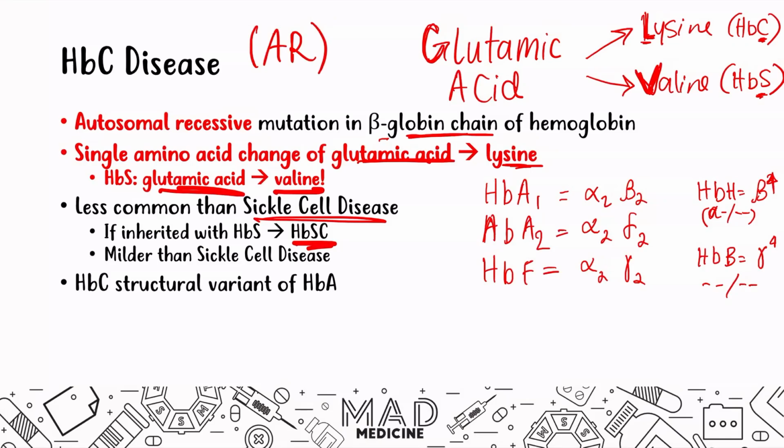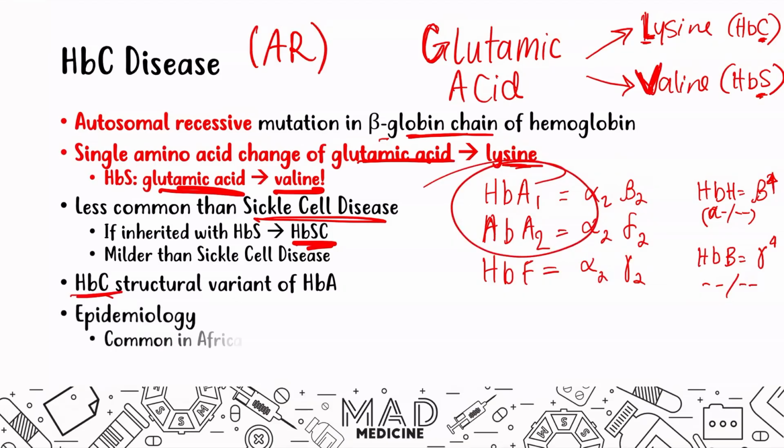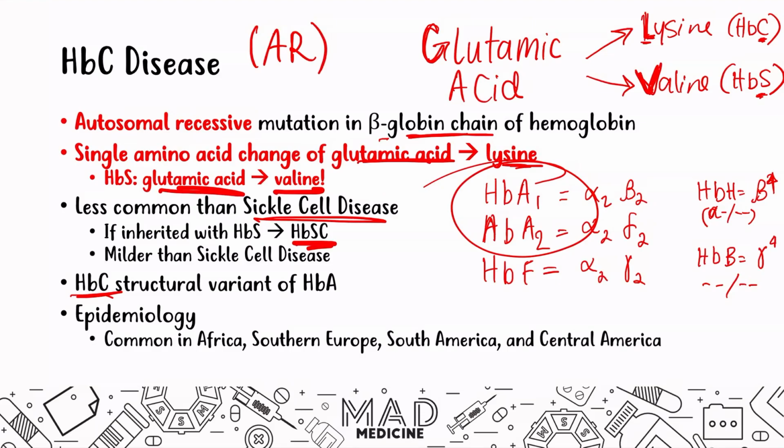And in this case, hemoglobin S is going to be a structural variant of adult hemoglobin. Now, epidemiology-wise, this is more common in Africa, Southern Europe, and South America and Central America, not really in America itself. And it's really interesting because in all of these countries, you have higher incidences of malaria, and therefore we believe this may be potentially protective against malaria. Okay, this is very important. This is something you should know.